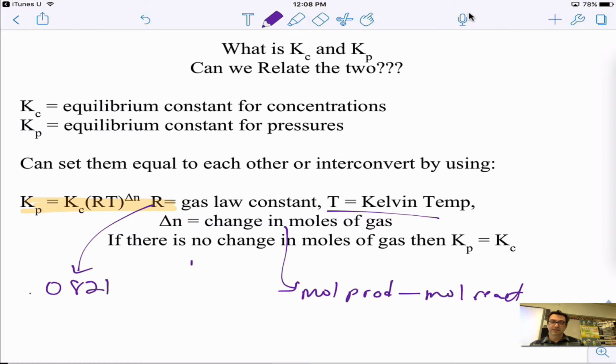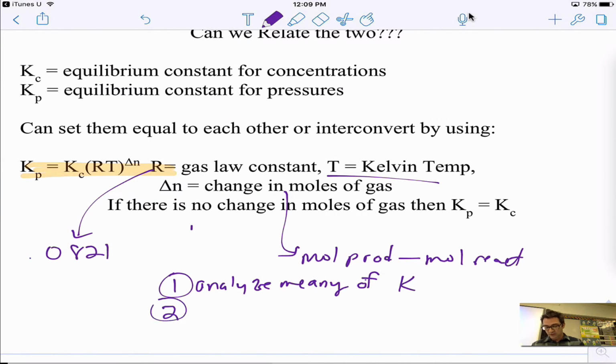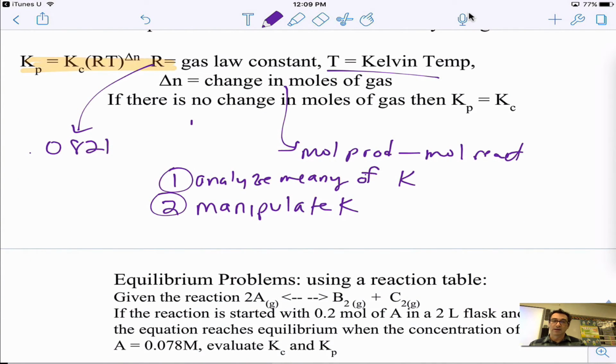Now, what kind of problems do you see with this? Well, you see problems where they ask you to analyze the meaning of K. Is it small or large? What's the meaning of the K? How does it tell us about what's favored or what's going on in the reaction? That is the first thing. The second thing is they will manipulate K. So they will have it where they change the coefficients or they reverse the reaction, and they'll ask you how K changes. And that is the second type of problem that we'll see. So in class, we'll focus on those things and we'll practice that. Our next slide presentation will be problems using ice tables, which you may remember from last year. So we'll do those again.